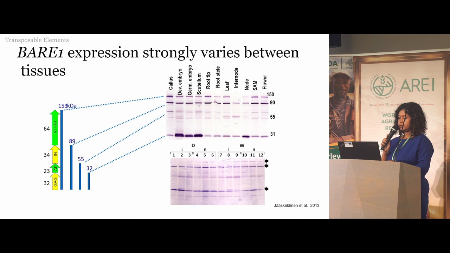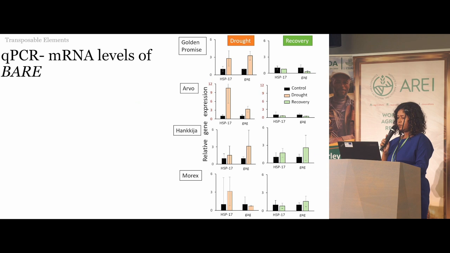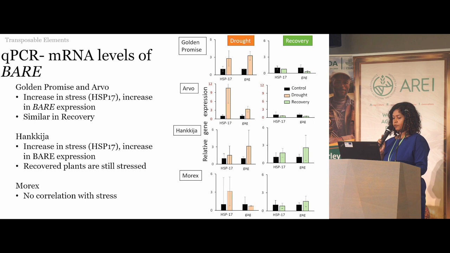A simple drought experiment in cultivar Bomi showed that in drought plants, the GAG protein is more abundant than in well-watered plants. So with these samples, we decided to do qPCR to check the mRNA level of BER GAG in these four varieties, in drought and recovery. Typically we expect BER GAG expression to go up with stress, which we observed in Golden Promise and Arvo. Wherever there is an increase in stress, there is an increase in GAG expression, and during recovery, where stress decreases, GAG expression decreases.